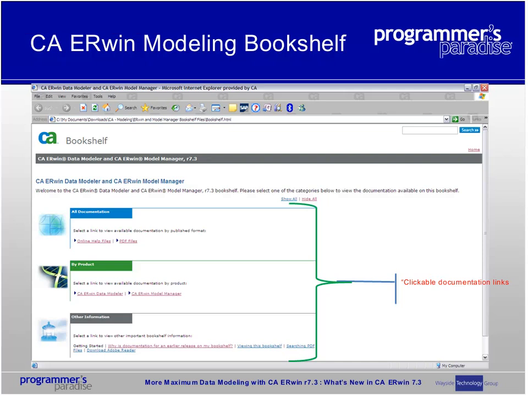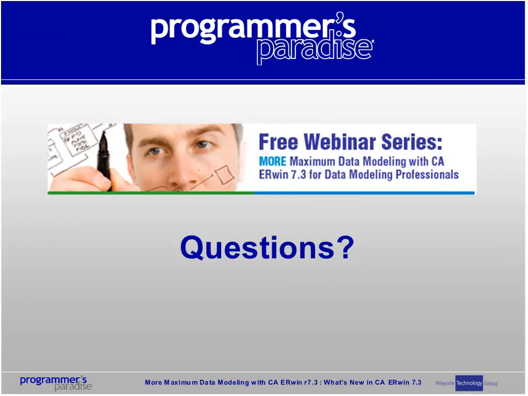And this is very big, CA ERwin Modeling Bookshelf. So you have a bookshelf by product, by all documentation, and all of this information is available on the CA website, and basically you can just navigate through any of the information that you're looking for as you want to move across from one to the other and get that information out.